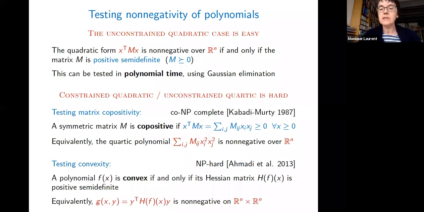Another hard instance is obtained when looking at testing convexity of a polynomial. This is also hard already when the polynomial f is of degree four. You can reformulate this by asking whether the Hessian is positive semi-definite. And now we can make this a polynomial in x and y by introducing a new set of variables y, and f is convex if and only if this newly created polynomial in x and y is non-negative over the full space, and this is a hard problem.